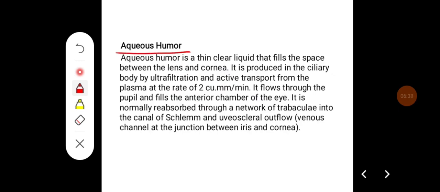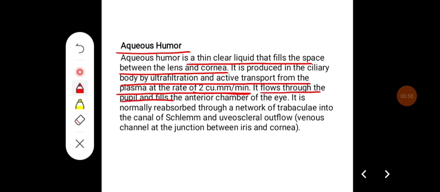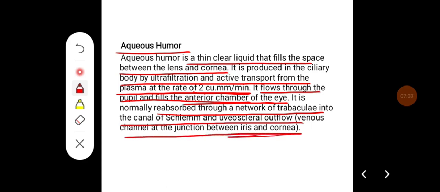Aqueous humour. Aqueous humour is a thin, clear liquid that fills the space between lens and cornea. It is produced in the ciliary body by ultrafiltration and active transport from plasma at the rate of 2 cubic millimeters per minute. It flows through the pupil and fills the anterior chamber of the eye. It is normally reabsorbed through a network of trabeculae into the canal of Schlemm and uveoscleral outflow, the venous channel that is at the junction between iris and cornea.